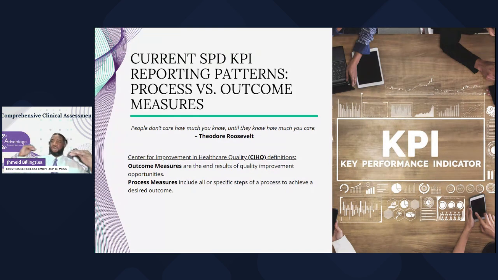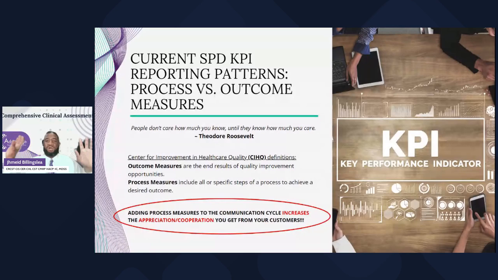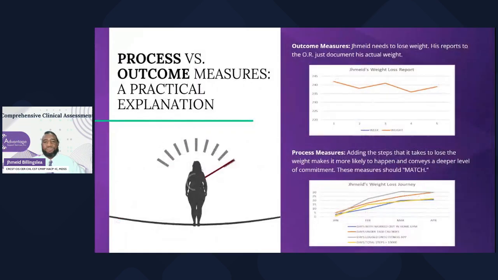We're going to use the ultrasonic more. We're going to rate the point of use treatment. We're going to discuss how many trays we reject, how many trays we quality audit, right? So adding process measures to the communication cycle increases the appreciation and cooperation you get not only from your customers but also from your team members, right? So let's look at a practical application with the process measures.